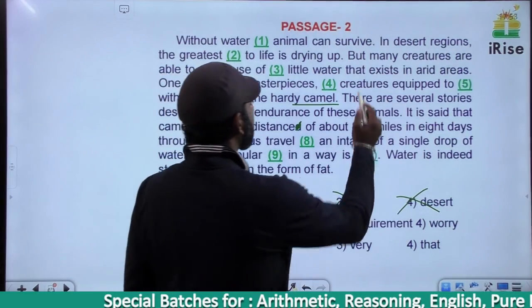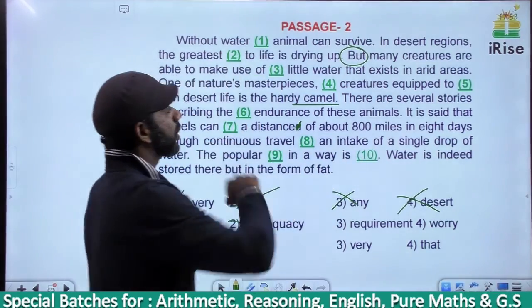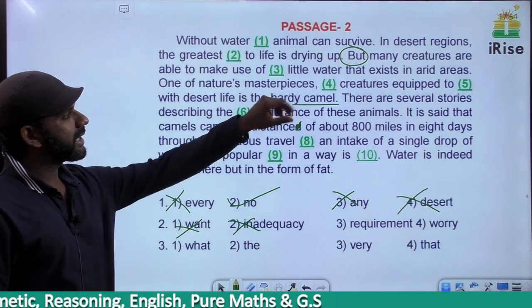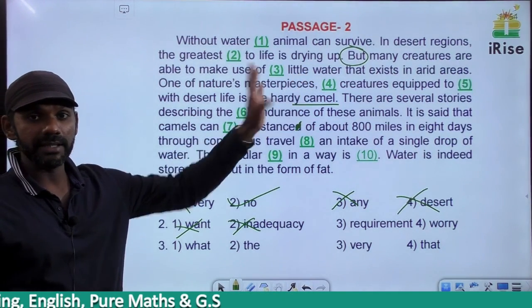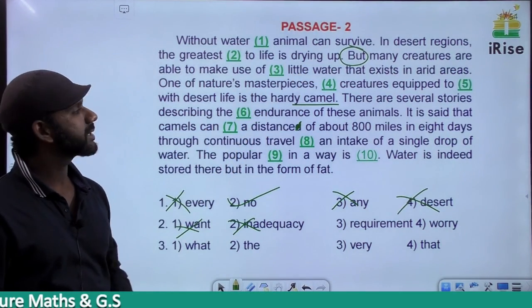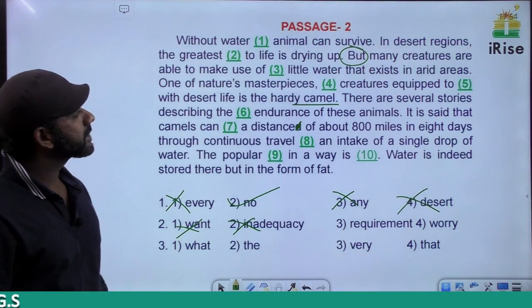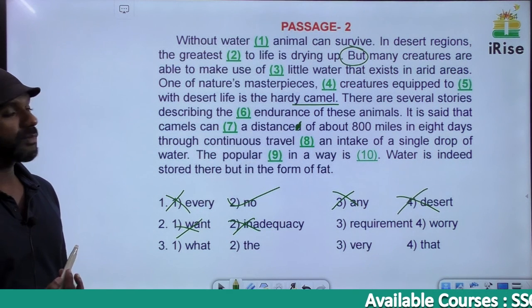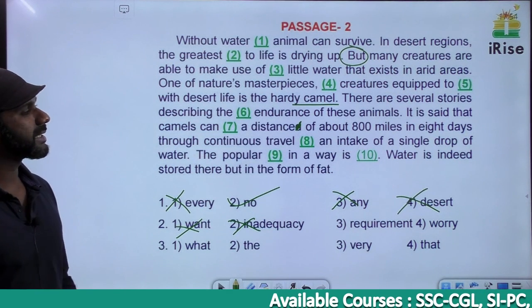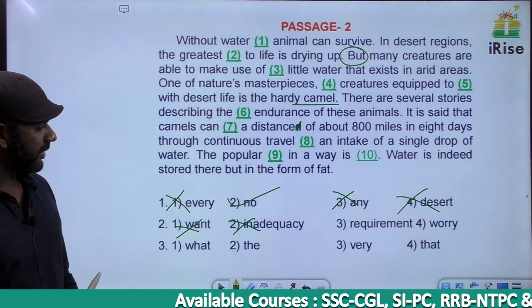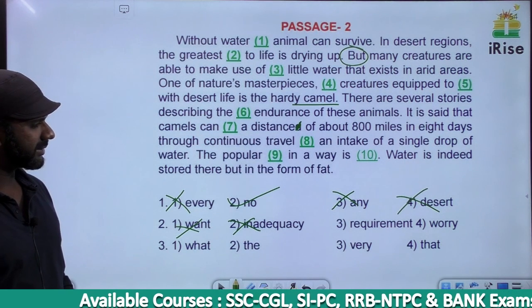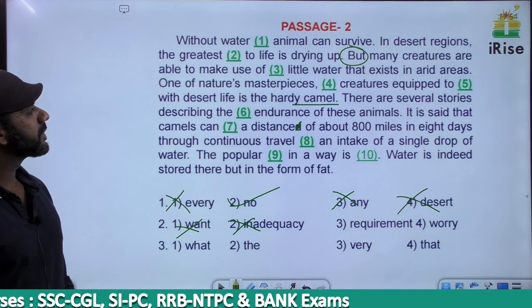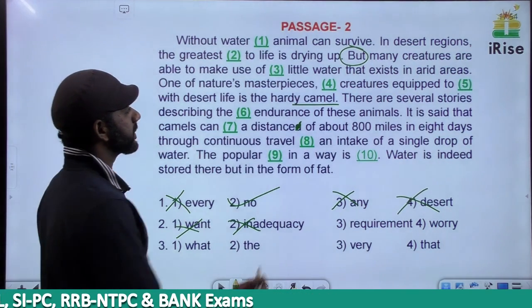But, what indicator? Contrast indicator must always connect to contradicting ideas. One positive idea, one negative idea. The idea after but must be contradicting the idea before but. Come to idea after but. But many creatures are able to make use of dash little water that exists in arid areas. The options are what, the, very, that. Now, but many creatures are able to make use of dash little water.